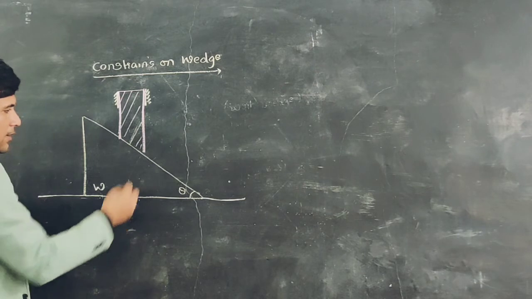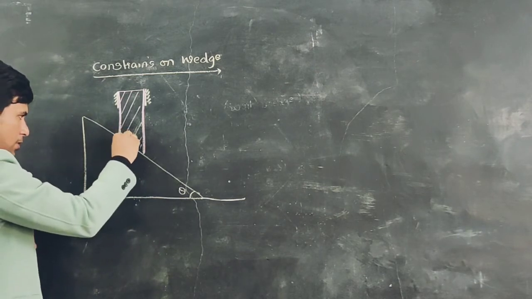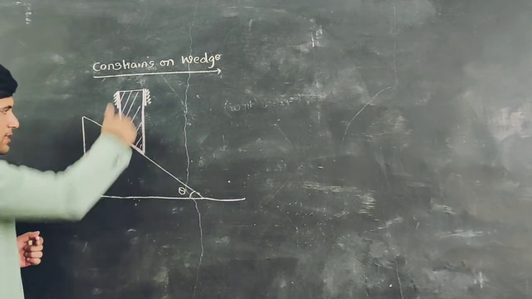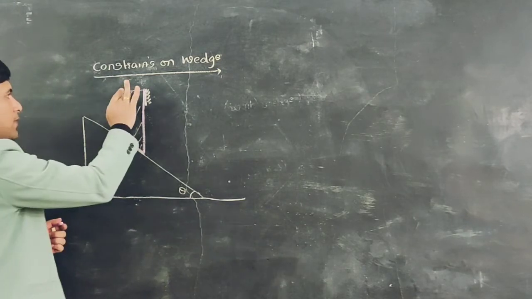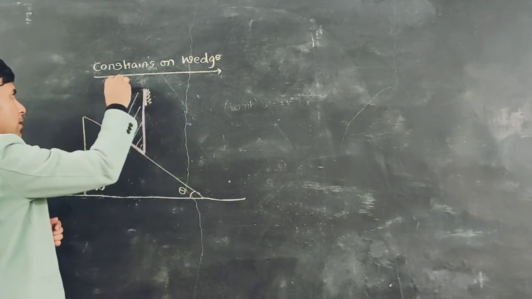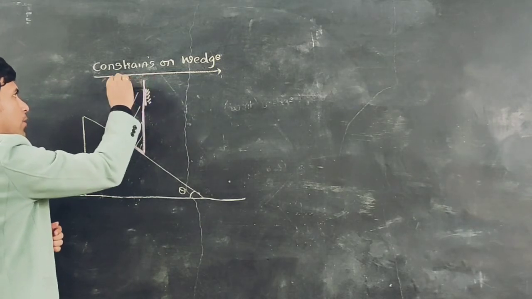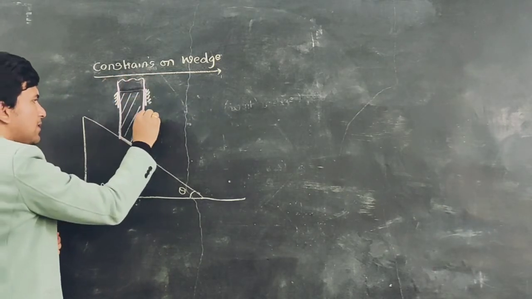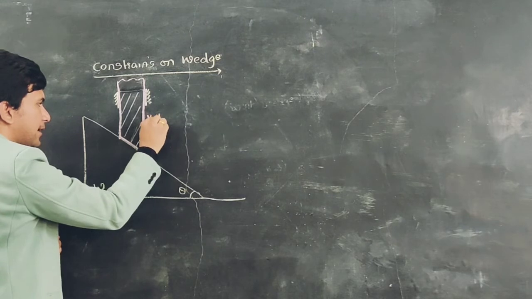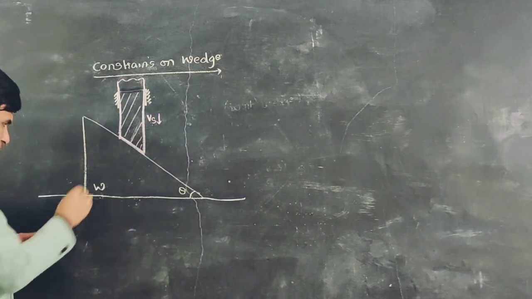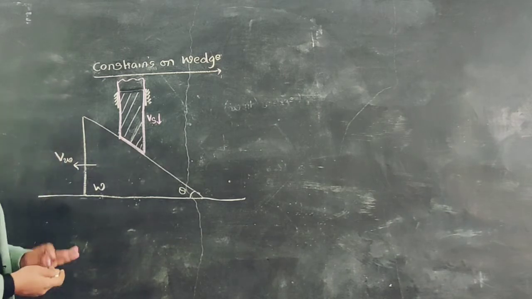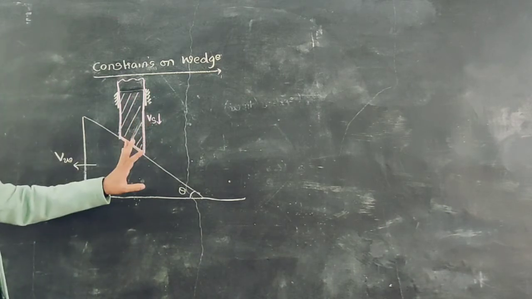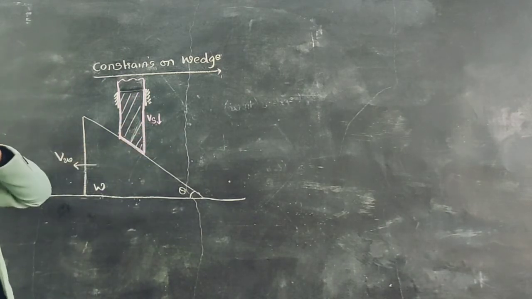Now this slider can move down with a velocity. This slider can move down. This is the velocity of the slider. Slider can slide down. And the wedge, velocity of the wedge, basic kind of questions will be direct questions. What is the relation between velocity of the slider and the velocity of the wedge?